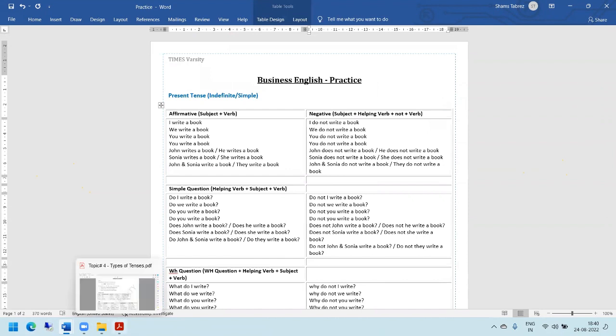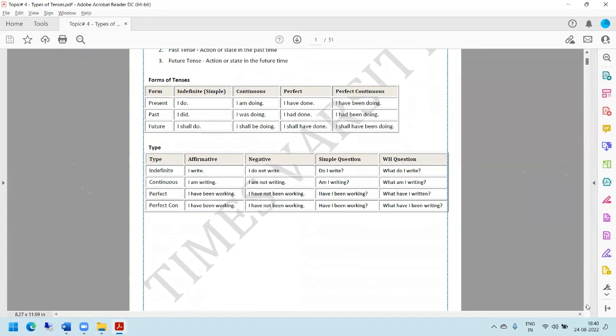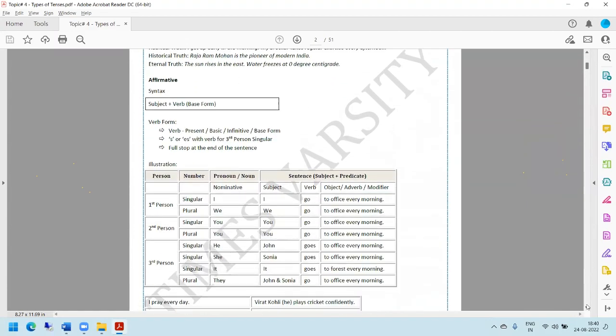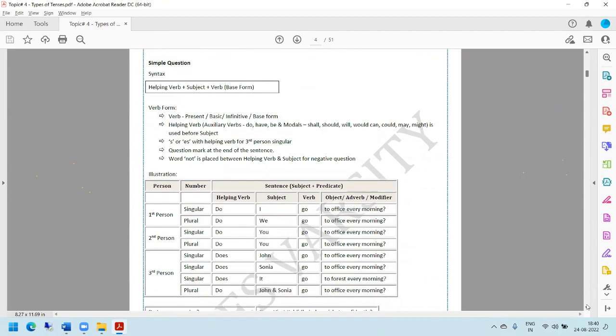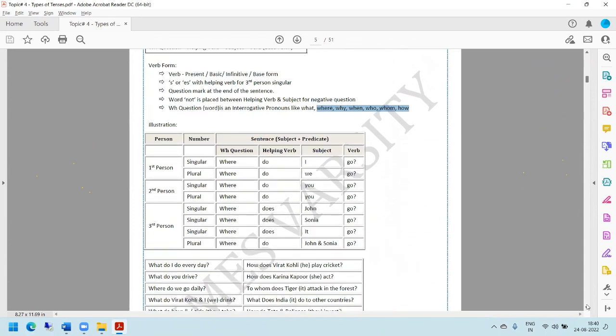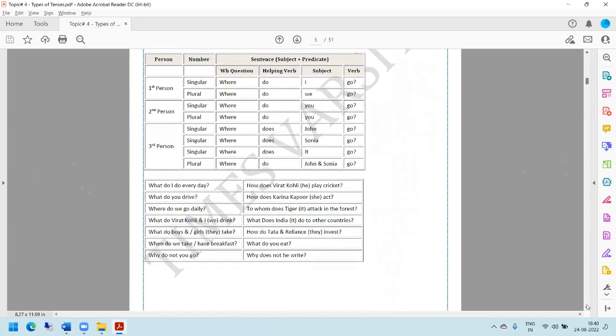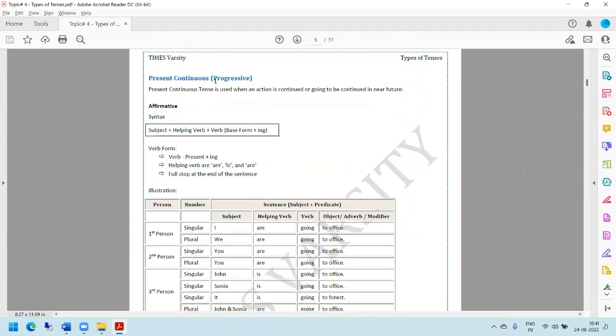Okay, so what we completed is types of sentences. Negative we completed. Then we have simple question. Then WH question we just discussed, right? And then tomorrow we have present continuous. We will be discussing present continuous. Any question before we conclude?